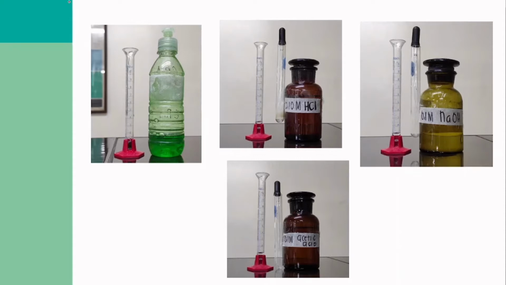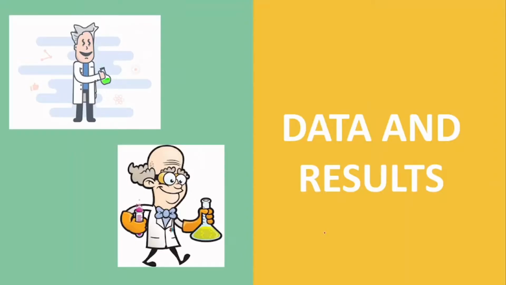So here is your dish detergent, your 0.10 molar of your hydrochloric acid, your 0.1 molar of your sodium hydroxide, and then your acetic acid. So, mag-head-on na tayo sa ating data and results na mga na-observe natin sa ating laboratory demonstration earlier. So, quick review lang of our acid-base strength having your ionization.